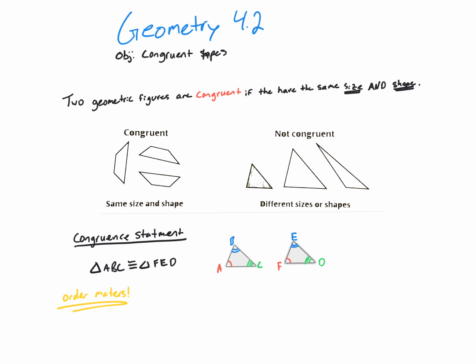We would also know that segment AB is congruent to FE, and that BC is congruent to ED, and that AC is congruent to FD.